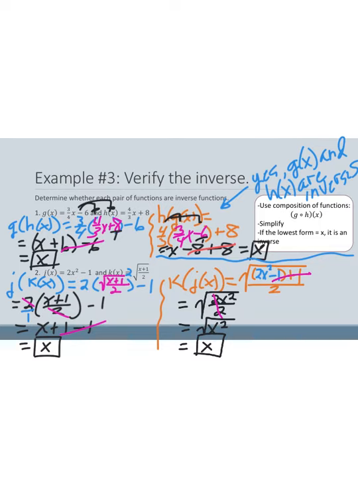All right, so your answer is going to be yes, they are inverses. I can't spell today. And you are done.